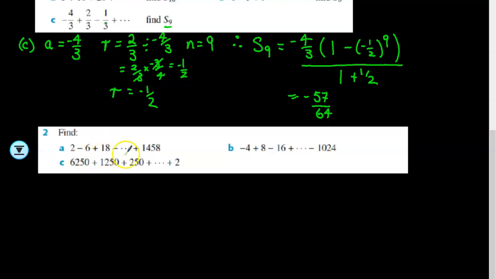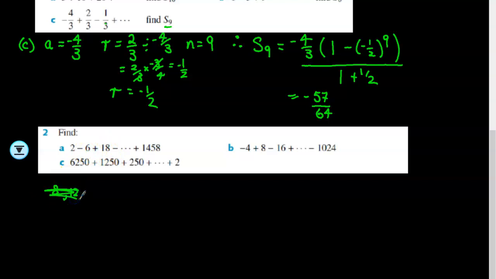Where am I multiplying? So let's rephrase it. Why is this not an arithmetic sequence? There is no common difference, right? Minus 6 take 2 is minus 8. 18 take 6 is 12.